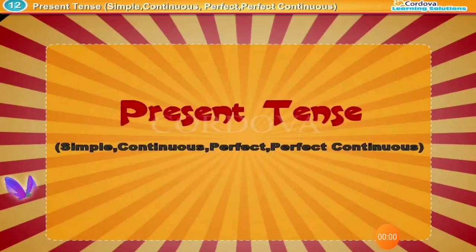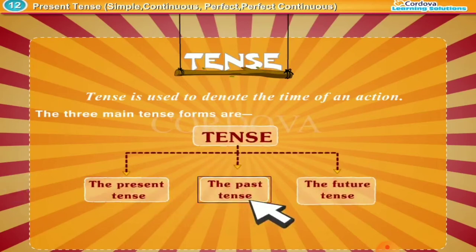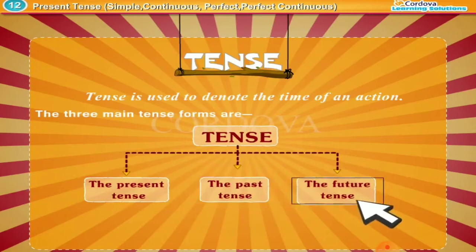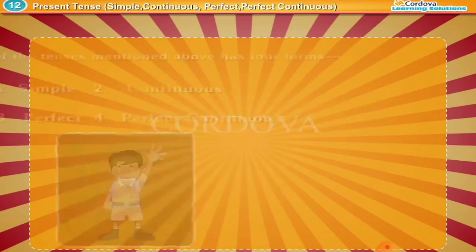Chapter 12. Present tense: simple, continuous, perfect, perfect continuous. Tense is used to denote the time of an action. The three main tense forms are the present tense, the past tense, and the future tense. Each of the tenses mentioned above has four forms: simple, continuous, perfect, and perfect continuous.